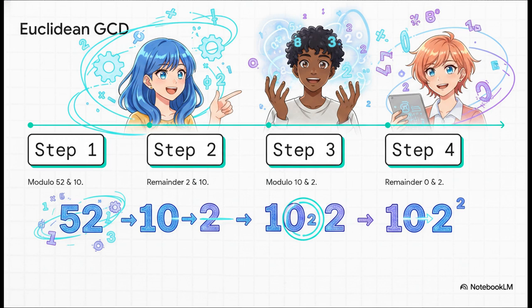Step 1, 52 modulo 10 gives us a remainder of 2. Step 2, we pair the smaller number, 10, with that new remainder, 2. Step 3, repeat the modulo, 10 modulo 2. Step 4, 10 divides by 2 perfectly, leaving a remainder of exactly 0. By jumping straight to the remainders, we just skipped dozens of totally unnecessary subtraction steps.